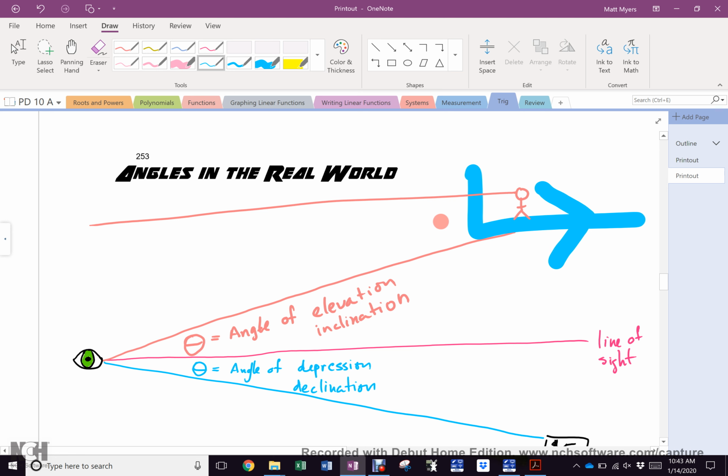Creating an angle right here, yes? Would that angle be a pink theta angle of elevation or a blue theta angle of depression? That would be a blue theta angle of depression. But in this case, blue theta equals pink theta. As I look up, he looks down. These two angles are the same. Everybody cool?